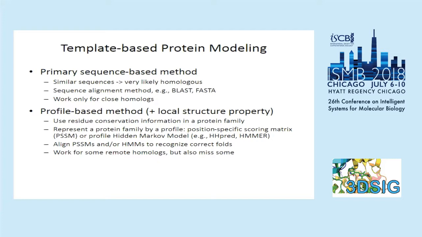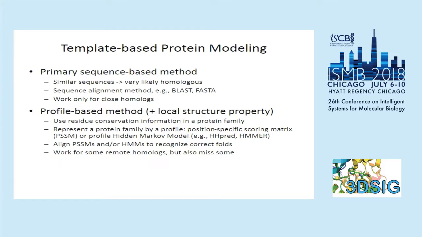In the profile method, we use the residue conservation information in a protein family. Instead of using a single sequence, the profile uses information in a protein family. Then we can represent the protein family by a profile such as the position-specific scoring matrix or hidden Markov model. Then we can compare the PSSM matrix or the hidden Markov model to localize the correct fold. This kind of profile method works for some remote homologs, but also misses a lot of homologs. So these are two very popular methods for template-based modeling.